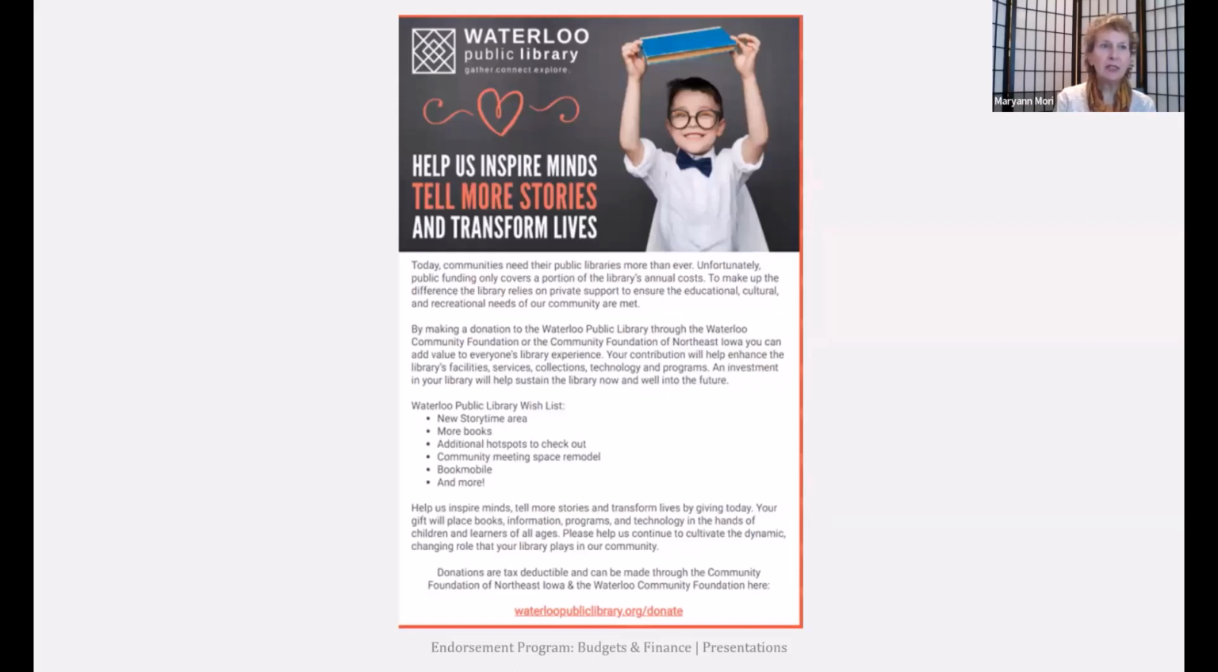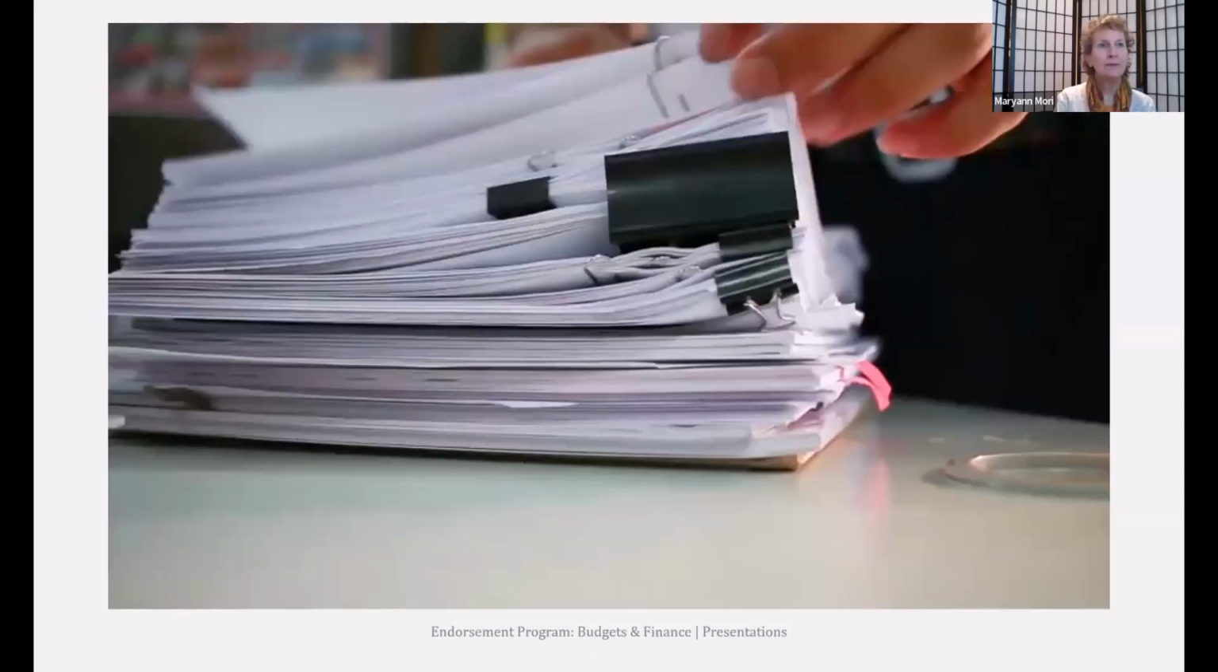And during special times of giving, be specific about what the library needs. People are more likely to contribute toward a specific, tangible item. For instance, a bookmobile, as you see on this library's wish list, rather than to a general pot of money without knowing exactly how those funds will actually be used.